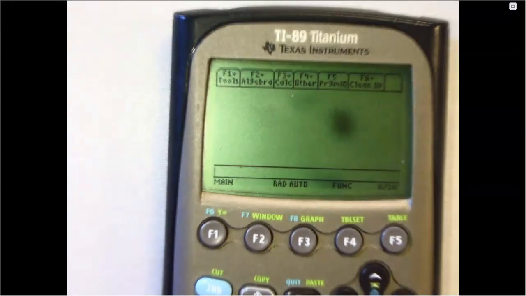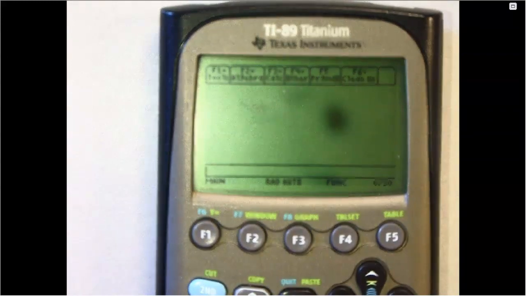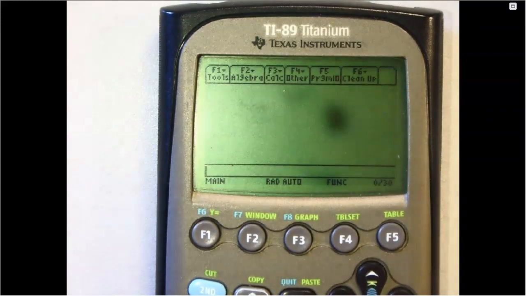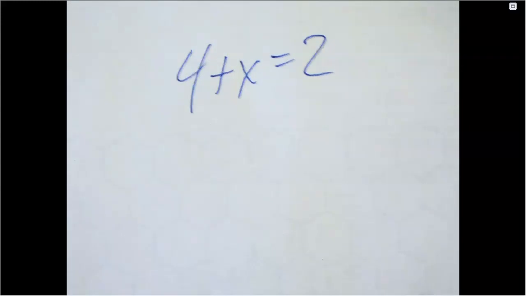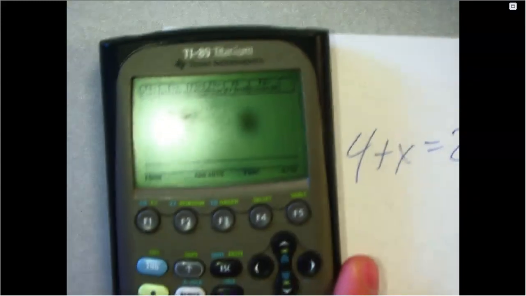Okay, so just a quick review of a couple things on the calculator. Let's say that I wanted to solve, I know you know how to solve this, but let's say I wanted to solve 4 plus x equals 2. Again, that's not the point here. I wouldn't use the calculator for that. I wouldn't either. Just saying.